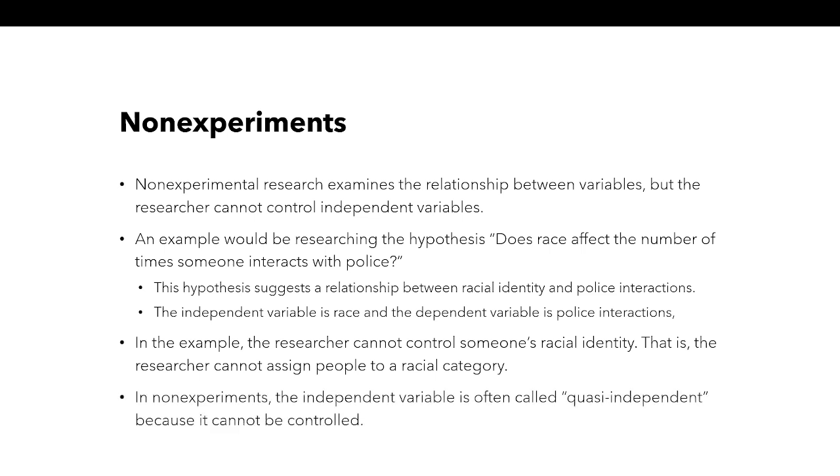So in non-experiments, the independent variable is often called quasi-independent because it cannot be controlled. And so we want to keep in mind this distinction between experiments and non-experiments. Remember that experiments allow a researcher to control and manipulate independent variables, while in non-experiments, the researcher cannot control the independent variables.